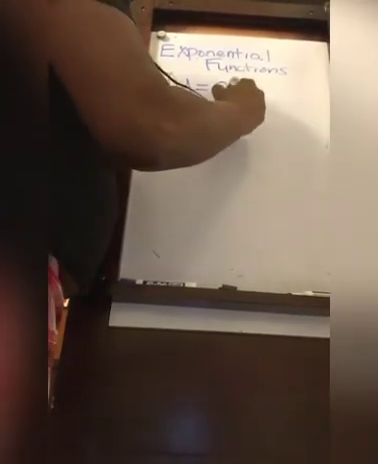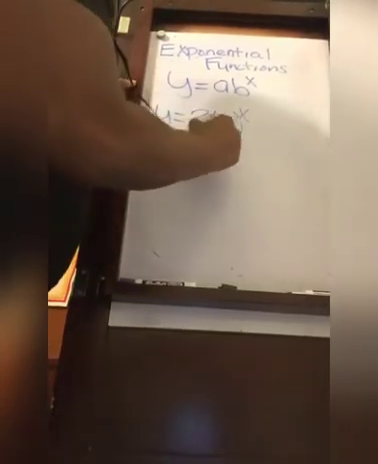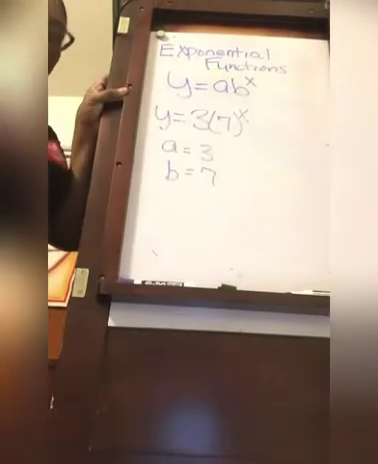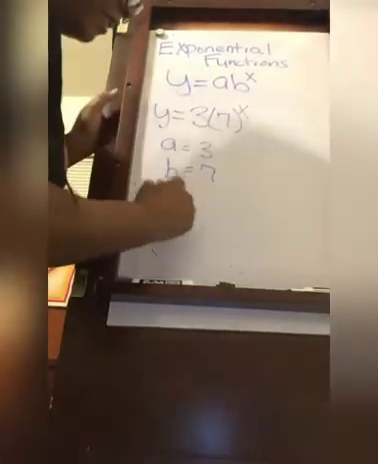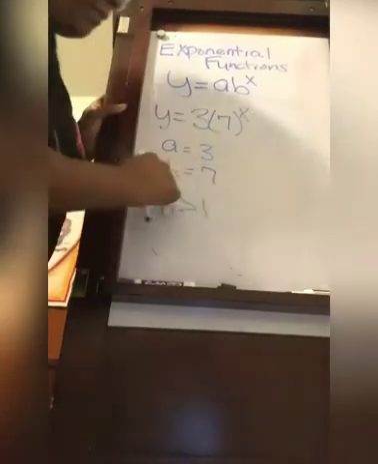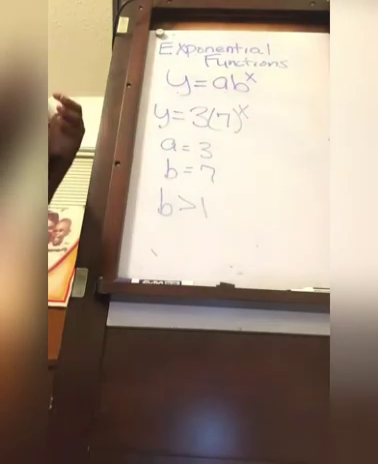3 times 7 to the x. All right, A would equal 3. B would equal 7. Is 7 greater than 1? So if B is greater than 1 and B is 7, is B greater than 1? Most definitely. So that is a growth.